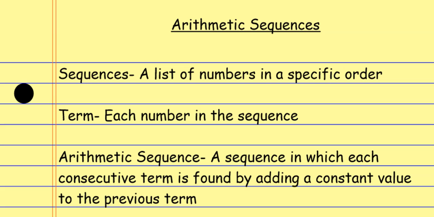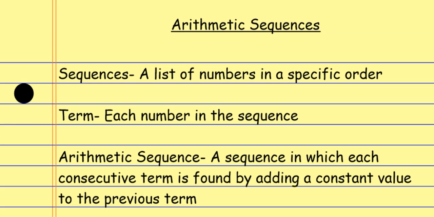To start off, a sequence is just a list of numbers that are all in a very specific order. In other words, there's some kind of pattern that exists to get us from one of those values to the next value, okay? Each of the numbers in a sequence, we call that a term. So a term refers to each number in the sequence. And we'll use subscripts to refer to different terms.